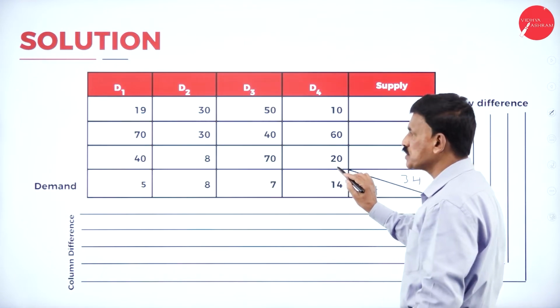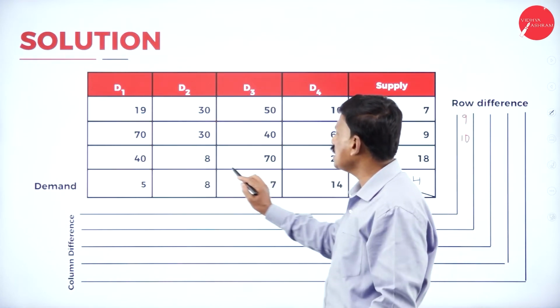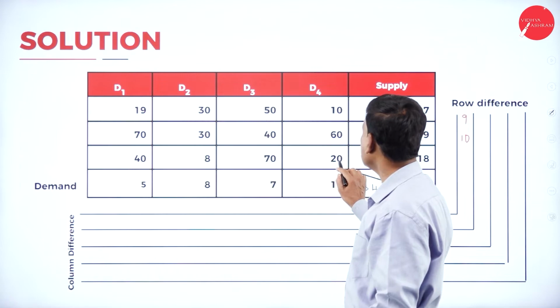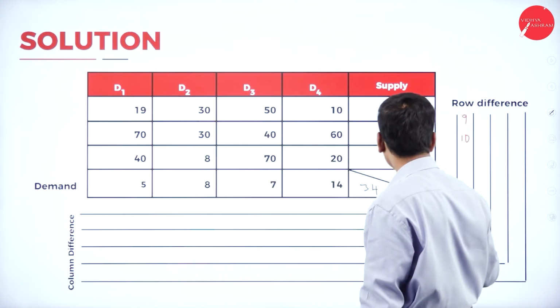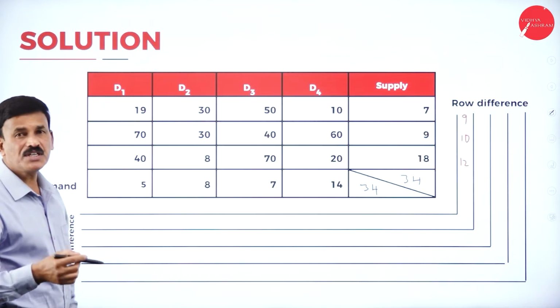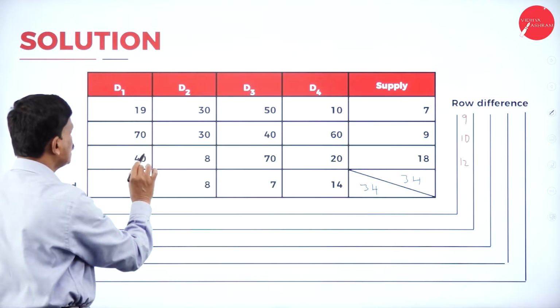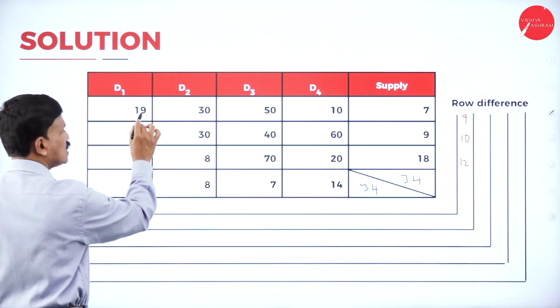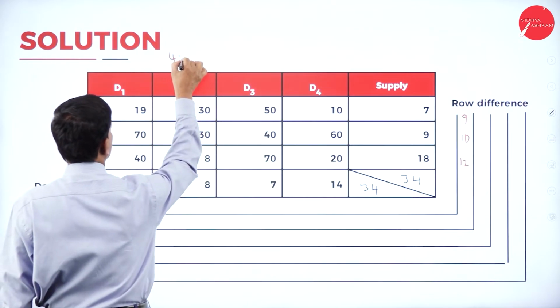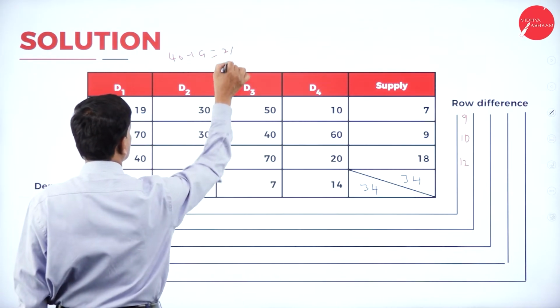And come to row 3. In the third row, the least value is 8 and the next least value is 20. 20 minus 8 is 12. Now find out the column difference. In the first column, the least value is 19 and the next is 40. So 40 minus 19 is equal to 21.